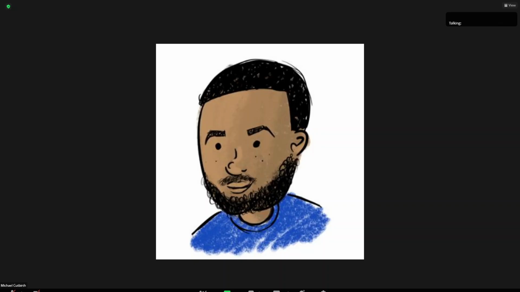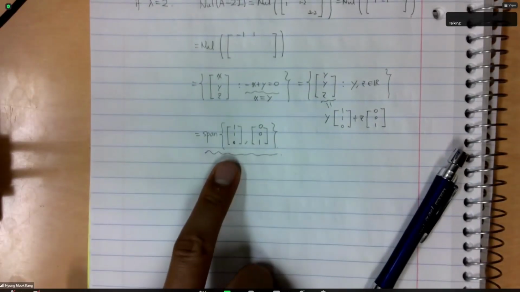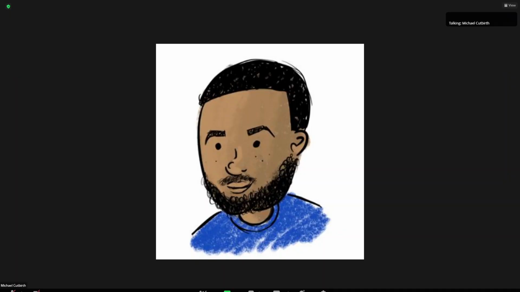I'm sorry, I just got back from getting something to drink. What are we talking about? Which matrix? Looking at this eigenspace, is this matrix diagonalizable or not diagonalizable?